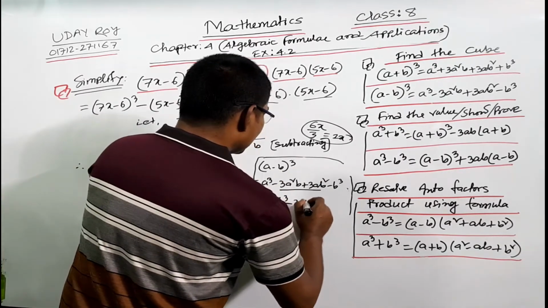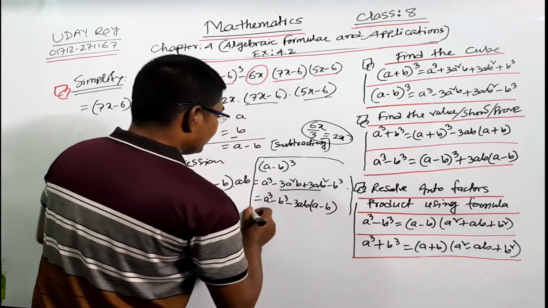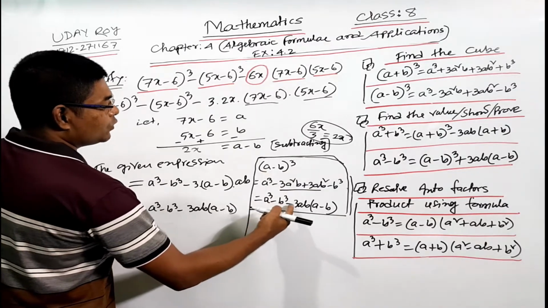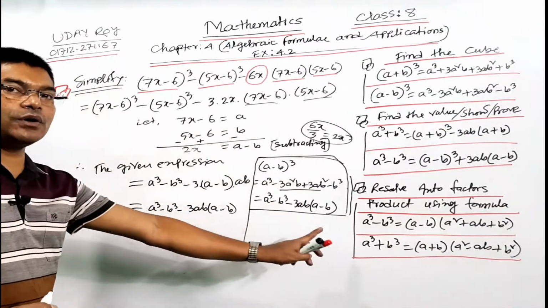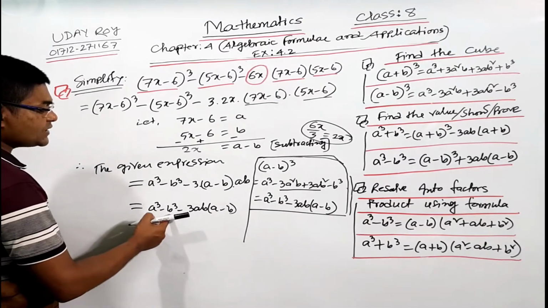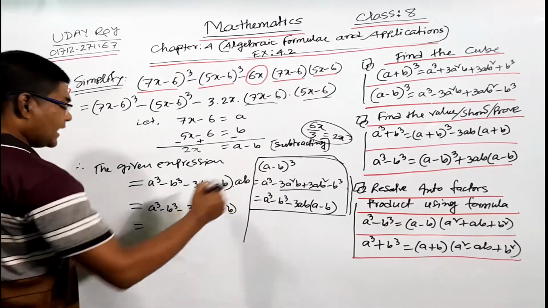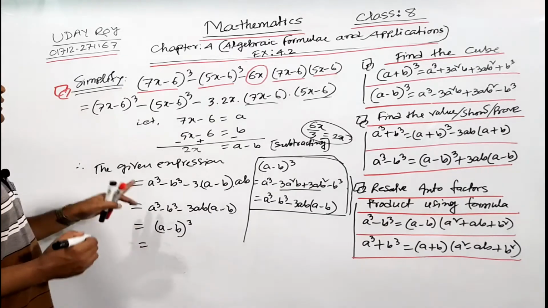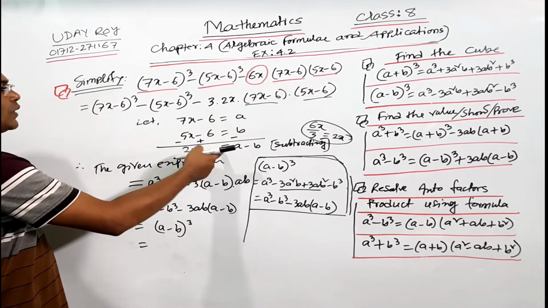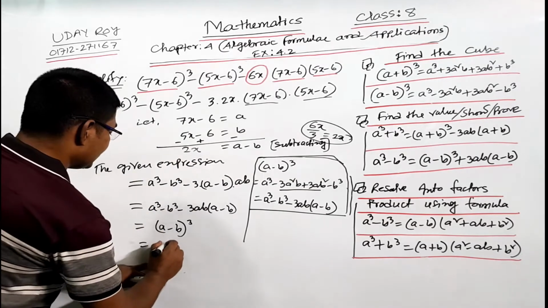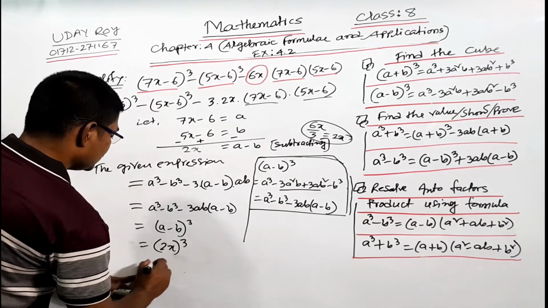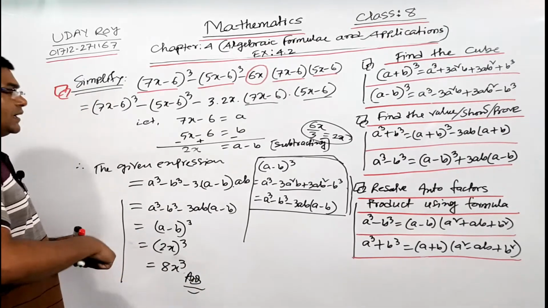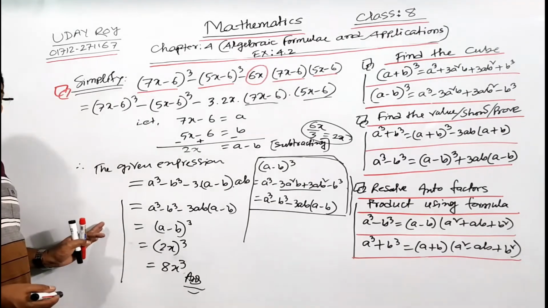Take common thrice ab. We get a minus b whole cube equal to a cube minus b cube minus 3ab into a minus b. For this we can write a cube minus b cube minus 3ab into a minus b equal to what? a minus b whole cube. Now come back here. a minus b equal to twice x. So we have got 8x cube. This is very important.